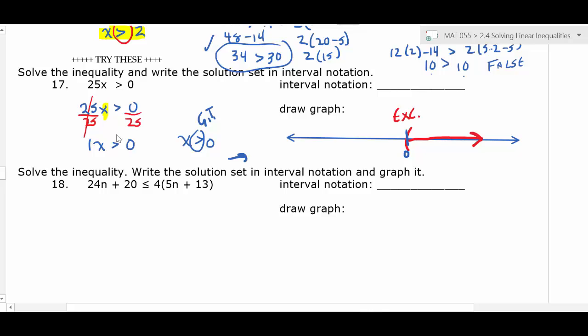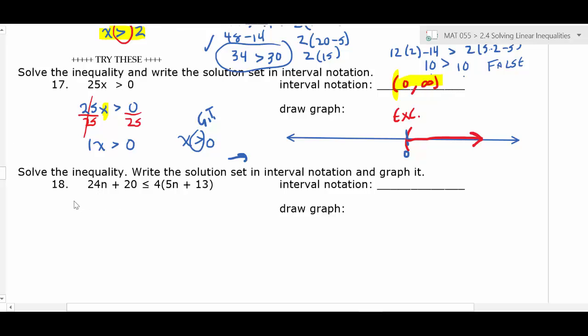That's it. Okay, and then next we have to do interval notation. Since it's greater than, that means infinity's on the right, and it starts at 0 and excludes 0. So you should have done your interval notation like that.